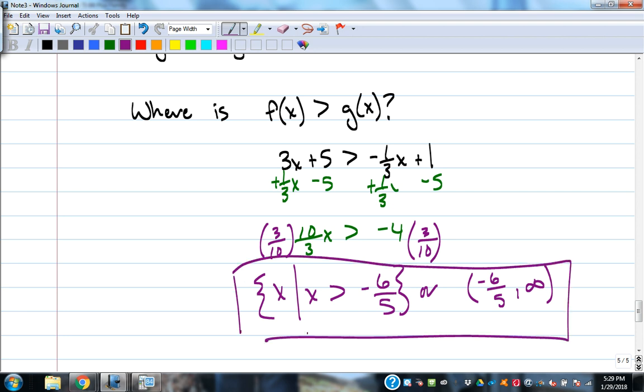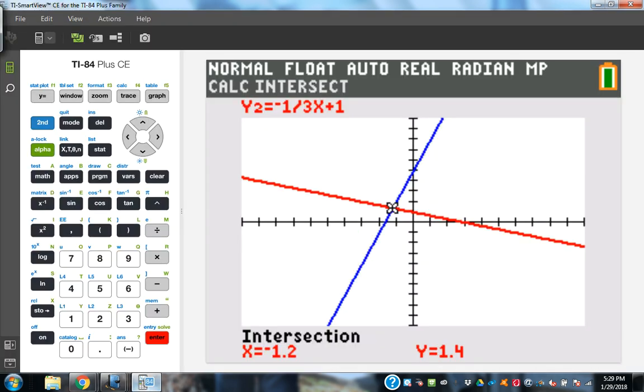If it asks for where is f less than g, set that up. Flip the inequality symbol around. If it asks for where is g greater than f, turn it around and set the problem up the way they're doing that there. Graphically, that's a little more difficult to do. You've got to keep in mind which one's which.